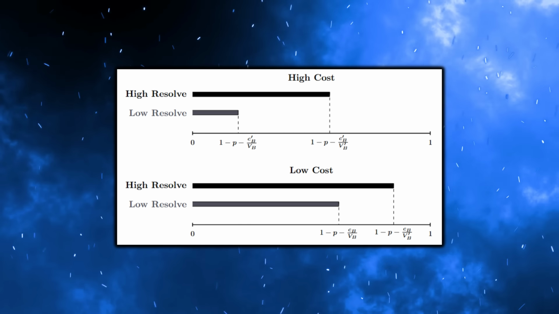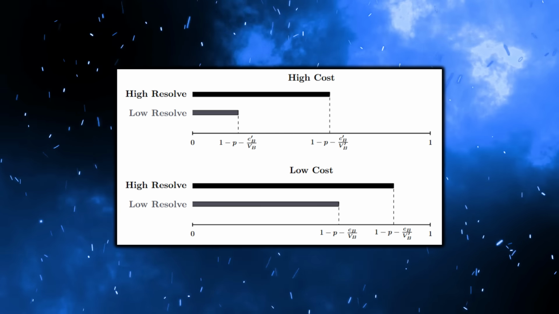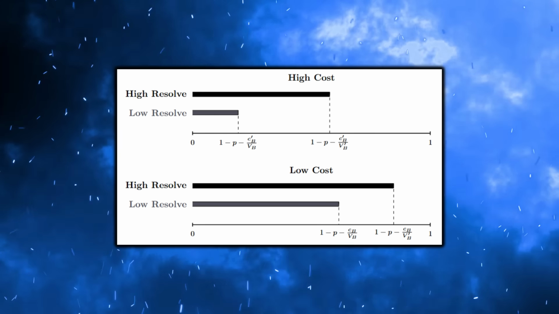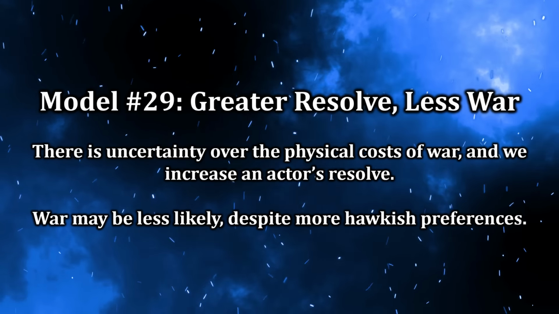In turn, as costs increase, the uncertain party must pay a greater premium to less resolved types to induce the more resolved types to accept. This ultimately leads to riskier offers. Model number 29. Greater resolve, less war.